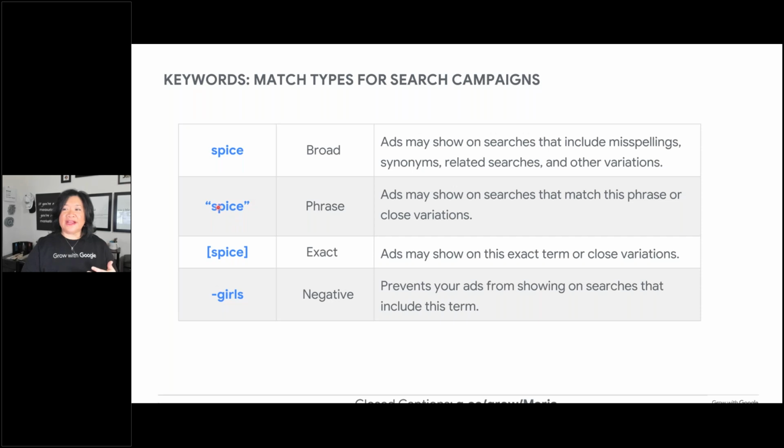You'll see here the phrase is close to that, so it's a close variation, but when you use the brackets, it's got to be specifically spice. So while this could be spice, it could be fennel spice, it could be mustard spice, but maybe you just want them to find spice specifically, or you want to take girls away. That's the negative keyword we were talking about. So we don't want Spice Girls, we just want spice. Okay, so we're teaching Google Ads, we don't want to pay when somebody's clicking around and looking for the Spice Girls. Make sense?